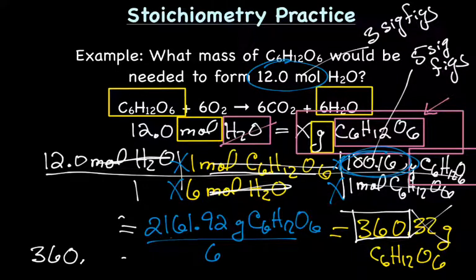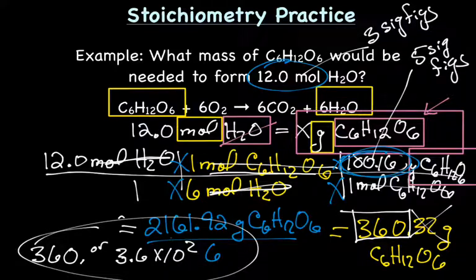Or you could write 3.6 times 10 to the second. Either way would be fine. Both of those give you 2 sig figs. No. We want 3 sig figs. There you go. And then, of course, grams C6H12O6.